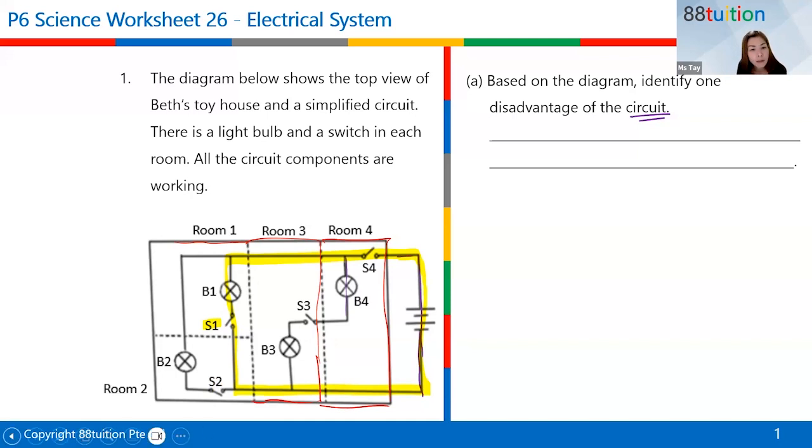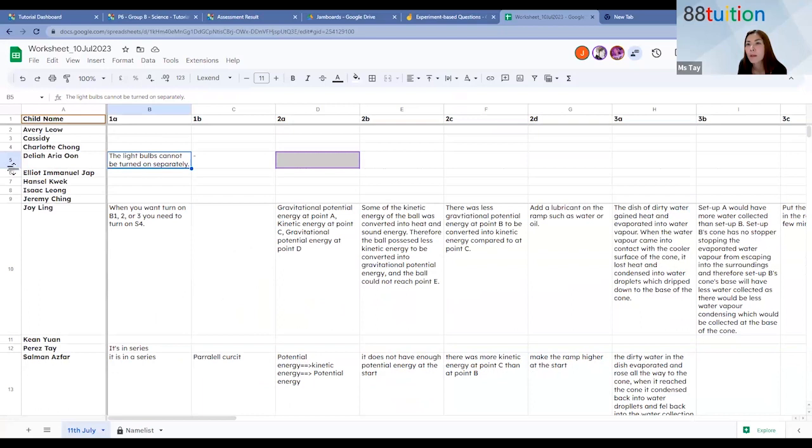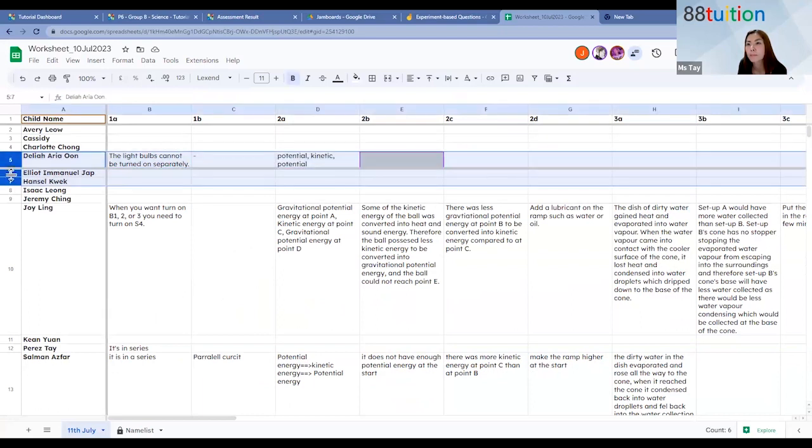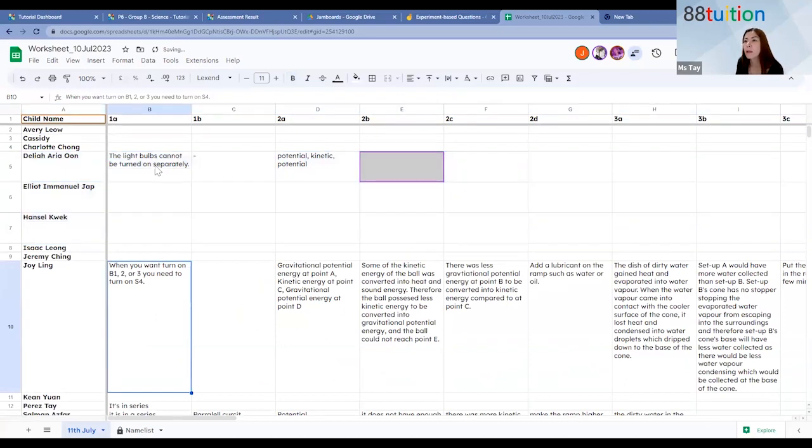So when I look at Joy's answer, let me look at the answers now. Okay, Delia. The light bulbs cannot be turned on separately. Delia, when you write this, it still cannot give you full marks. Why is that so? It's not specific. What is the issue? What is the problem? But look at Joy's answer. Joy said, when you want to turn on B1, 2, or 3, you need to turn on S4, which is true. S4 must be switched on.